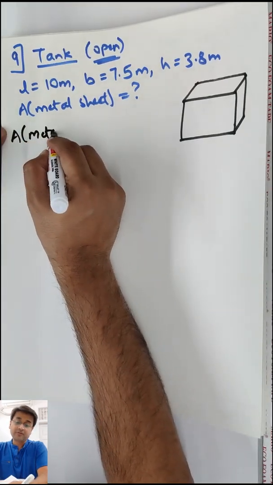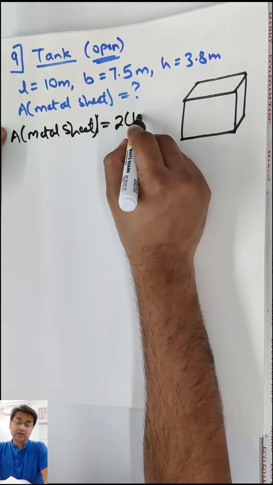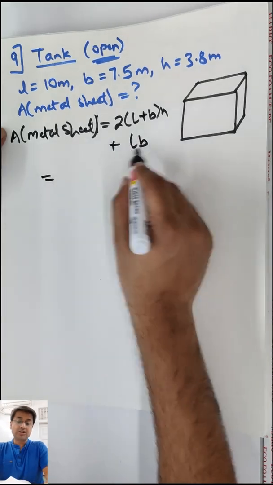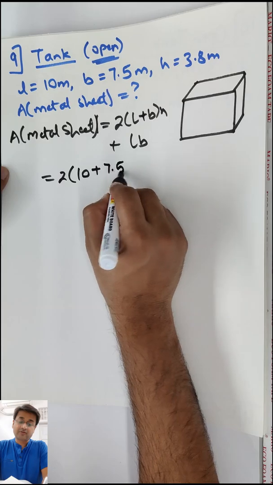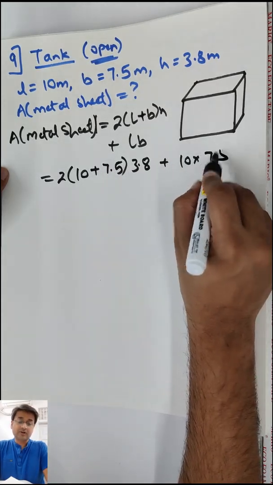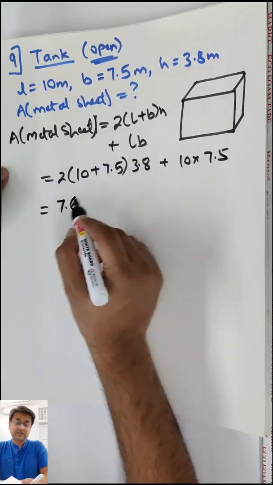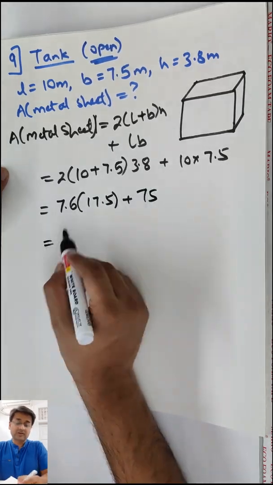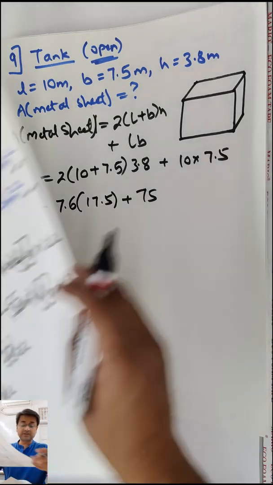Okay, so area of metal sheet is going to be basically 2 length plus breadth into height, that is 4 walls, plus the base, which is only length into breadth. So 2 length is 10 plus 7.5 into 3.8 plus 10 into 7.5. So 2 into 8 is 16, 6 and 1 7.6, adding these two, so 17.5, multiplying these two, 75. So now I'll have to multiply 175 with 76.